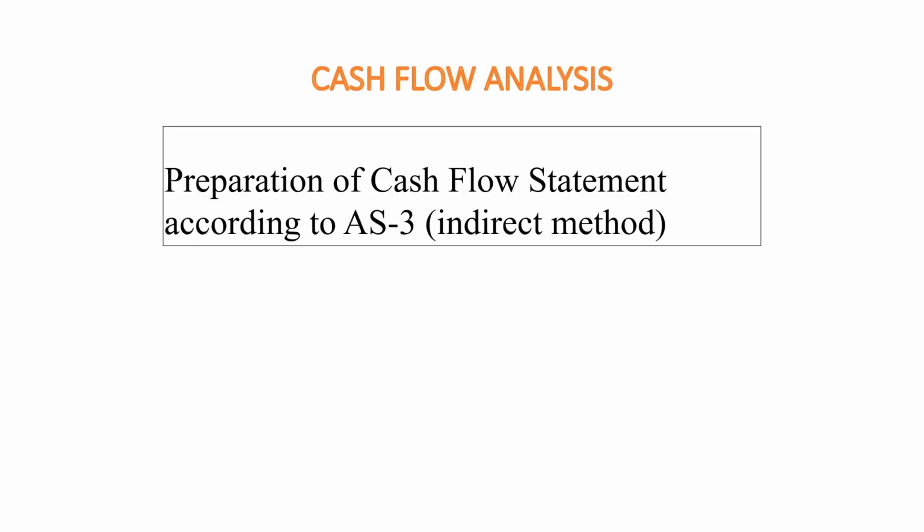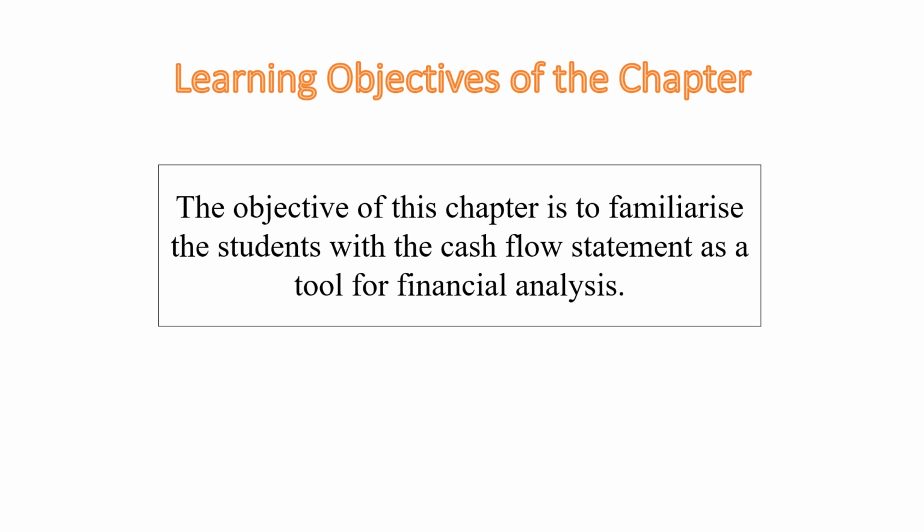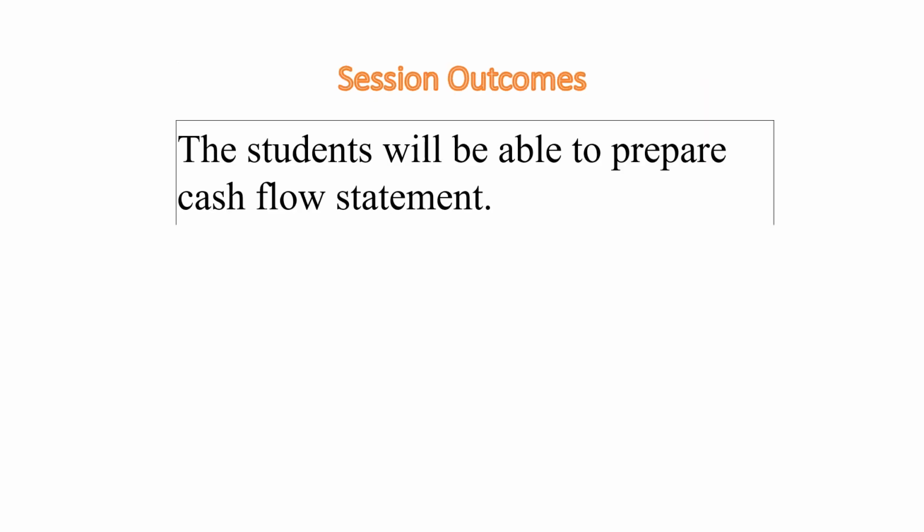In this session, we are going to prepare the cash flow statement according to Accounting Standard 3, or the indirect method. In the previous class also, we prepared the cash flow statement according to Accounting Standard 3. The main objective of this chapter is to familiarize the student with the cash flow statement as a tool for financial analysis. After this session, you will be able to prepare the cash flow statement under the indirect method.